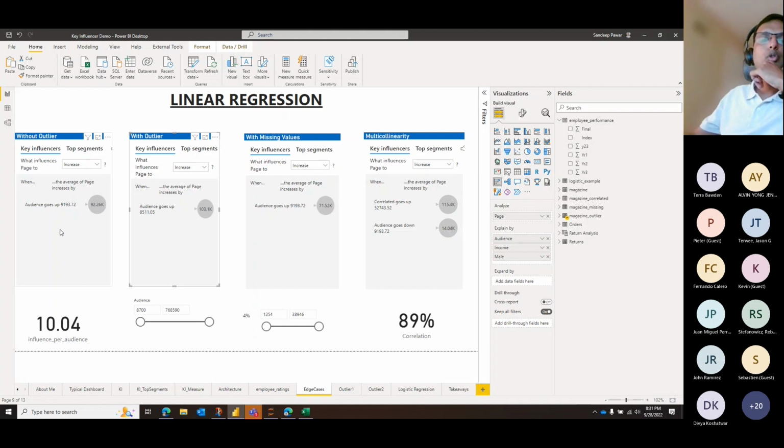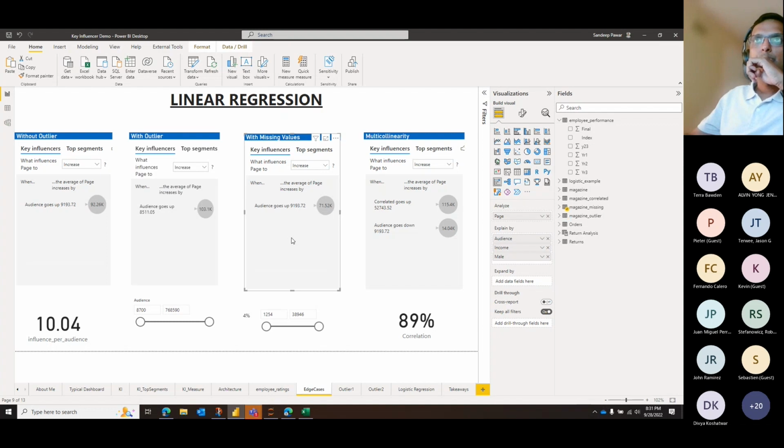I am not 100% sure why Power BI chooses to show it as audience goes up by 9193.72. I don't know where it comes up with that number. I've tried to find it and make sense of it, but I cannot understand where it comes up with that number. What is the threshold it uses, and why not just say that if audience goes up by 1, then it will go up by this? I don't understand that. But the takeaway here is, don't use these numbers as hard numbers. Use it as a direction.